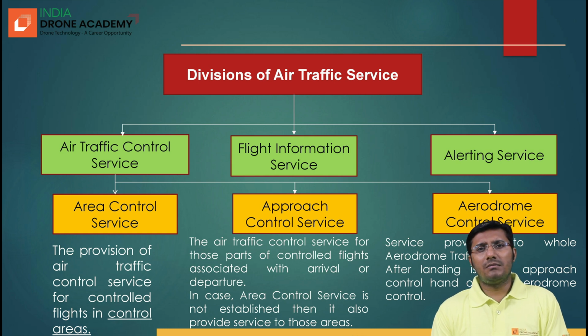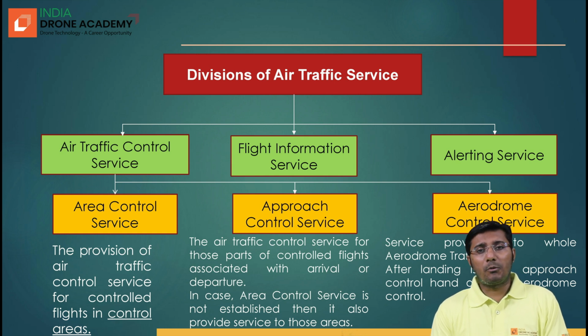That is, we call it area control or controlled areas. Now, when the aircraft is about to reach its destination and wants to land, the area control service hands over to the approach control service. From here on, the approach control service takes care of the safe flight operation till it lands at the airport.